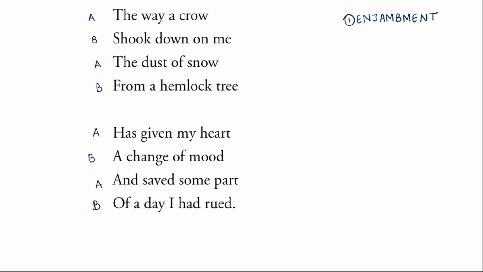The way a crow shook down on me. Here another literary device is used, which is imagery. Imagery is giving a vivid description so that you can imagine and use your senses. Here the crow is shaking down the dust of snow from the hemlock tree. Imagery is used so that you can visually imagine and get a vivid description.